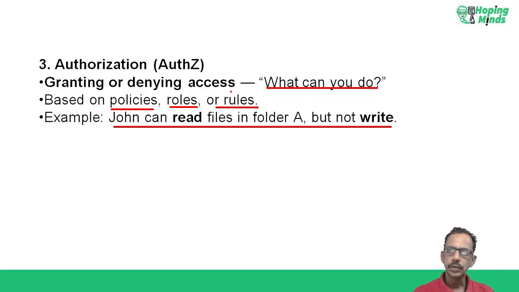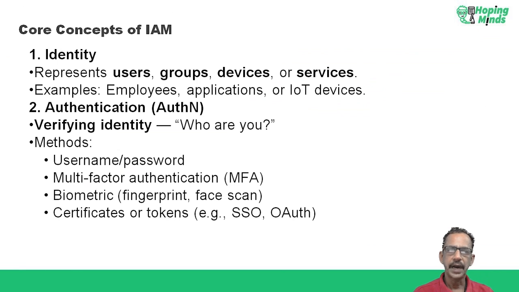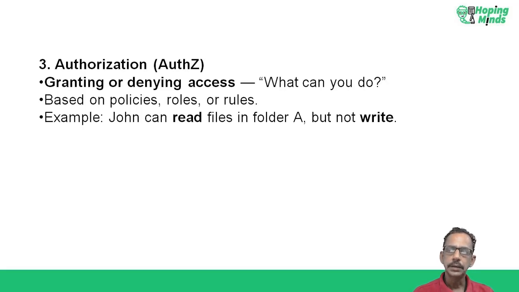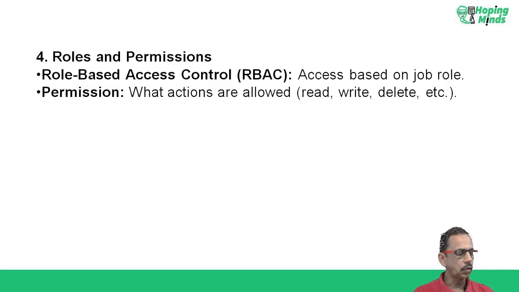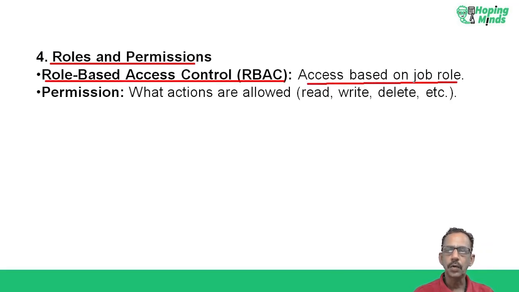Okay, so I think that is clear. Identity is who, authentication is who, and authorization is what he can do, what and which. That is the IAM. So role and permission: role-based access control, access based on a job role.